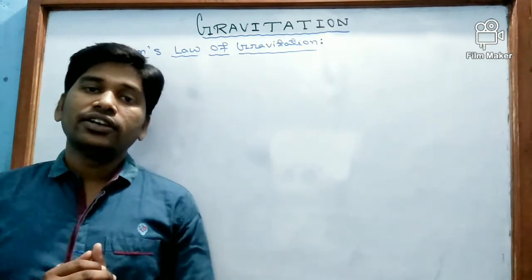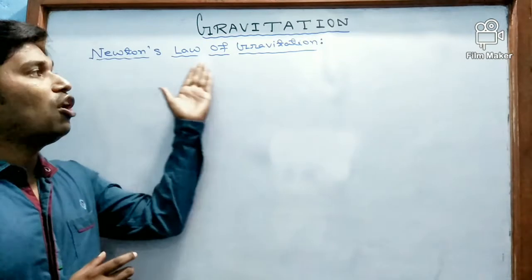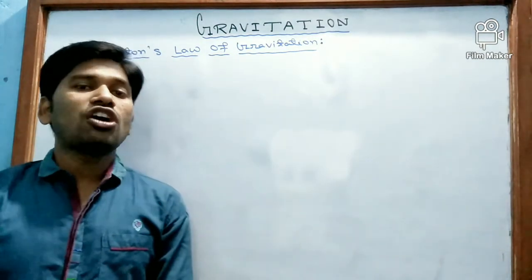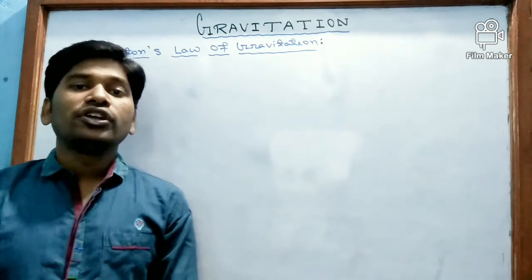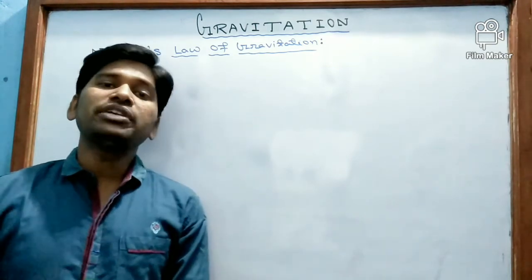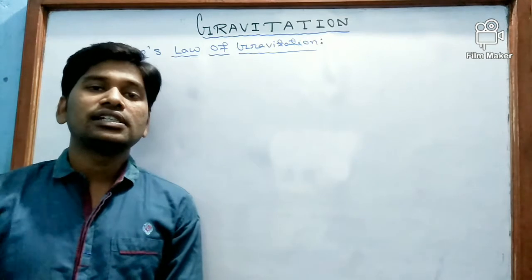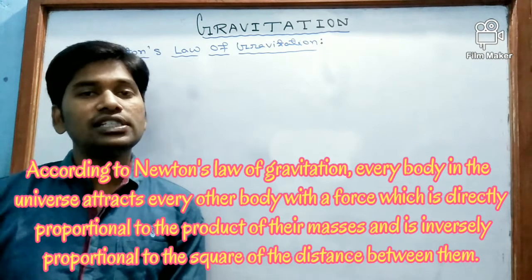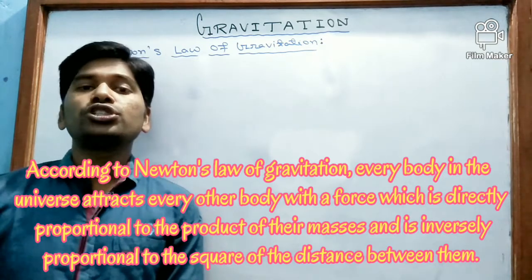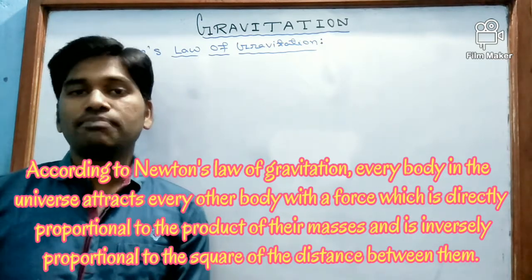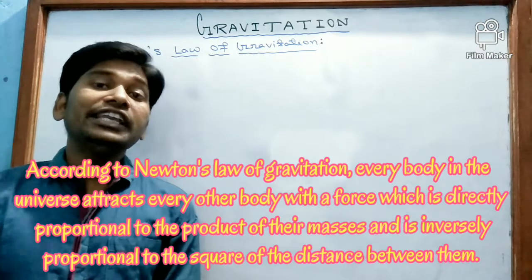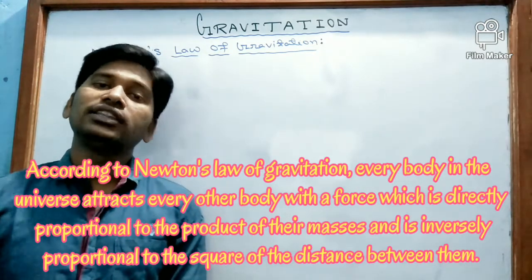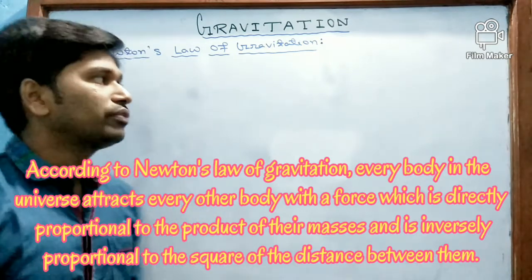Let us see Newton's law of gravitation. According to Newton's law of gravitation, the magnitude of force of attraction between any two bodies is directly proportional to the product of their masses and inversely proportional to the square of the distance between them. Let us see how.